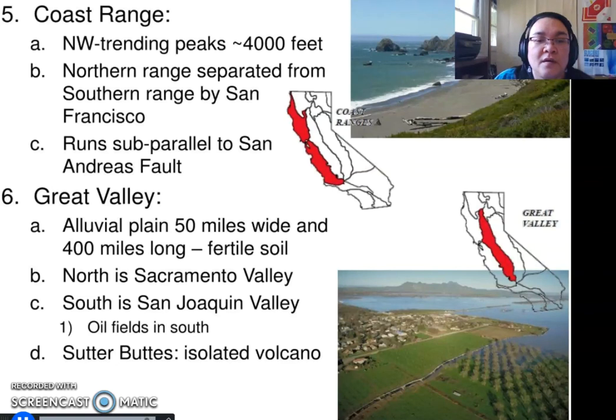In addition, the San Joaquin Valley has oil fields because oil can get trapped in sedimentary rocks. Also, there's a small isolated volcanic formation called Sutter Buttes near the city of Sacramento, and it is considered by some geologists to be the southernmost extension of the Cascade Ranges.